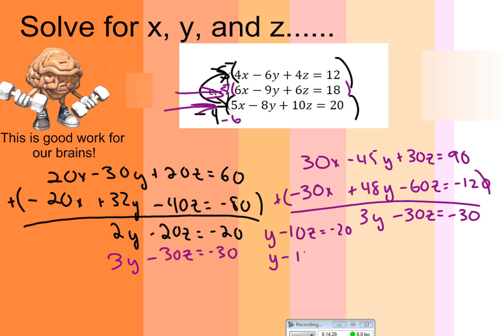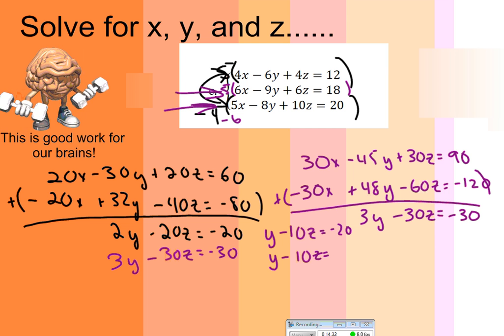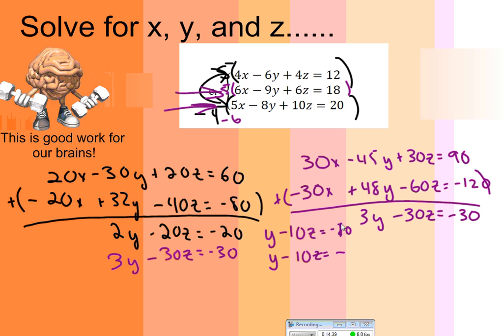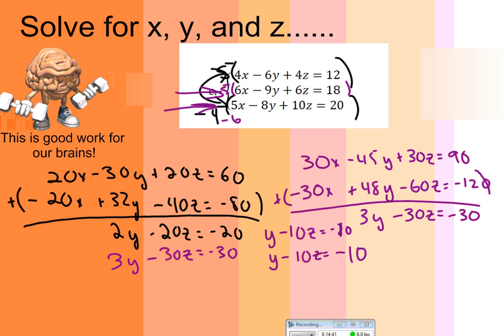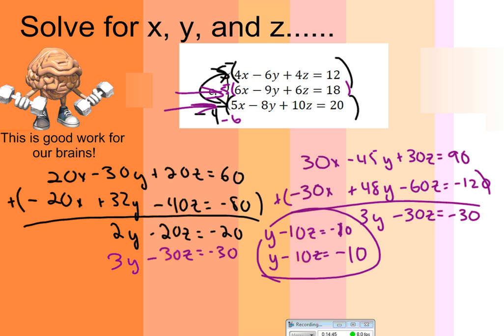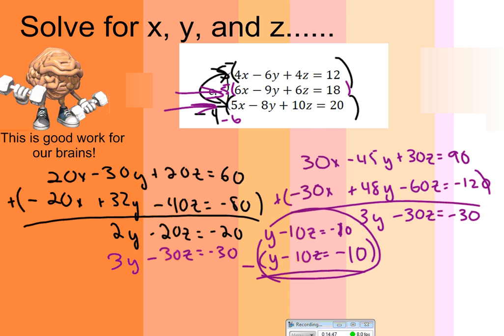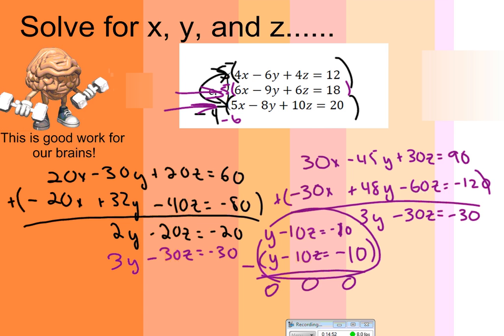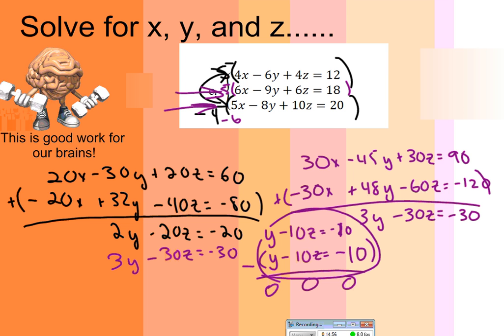Y minus 10z equals negative, oh, sorry, this should be -10. This one's -10. So you see how you get the same thing equal to each other? If I eliminate these, what do I end up with? Well, this becomes 0, this becomes 0, this becomes 0. If you do that, you get no solution. So this one is a long problem just to figure out there was no solution to it.